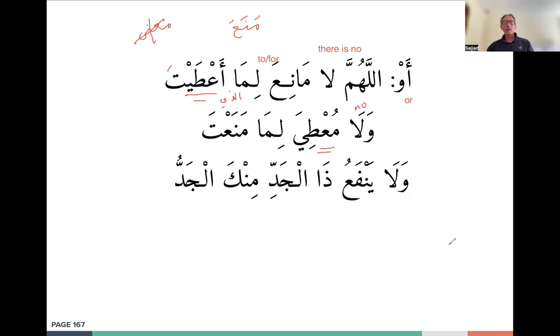Is it the prevention, or what is it? Mana'in is forbidding or something like that in Urdu. Lima mana'at. So it's basically the inverse of this. There is no preventer of that which you have given. This is saying there is no giver. No one can give for that which you have barred and prevented. So if you have chosen to cut off something, no one can do anything about it.